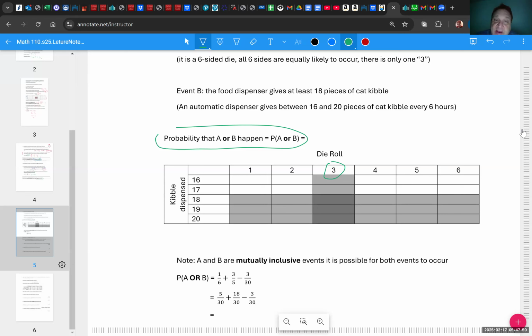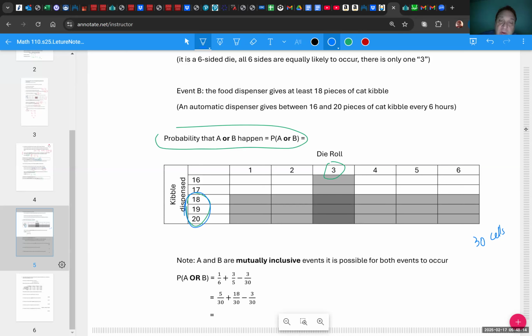This is where we have at least 18, 19, and 20, right? So that's this one right here. And so there are 30 possibilities. There's 30 cells, 30 pairs of things that could happen. So how many of those would be A or B? A 3 or an 18, 19, 20?